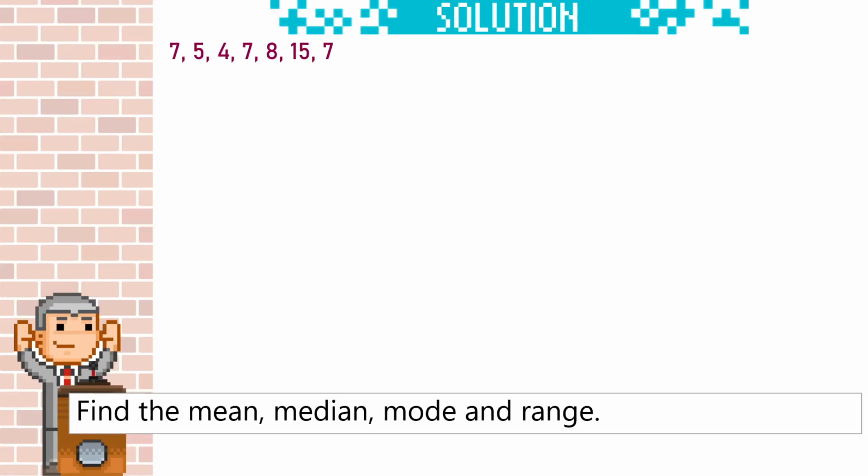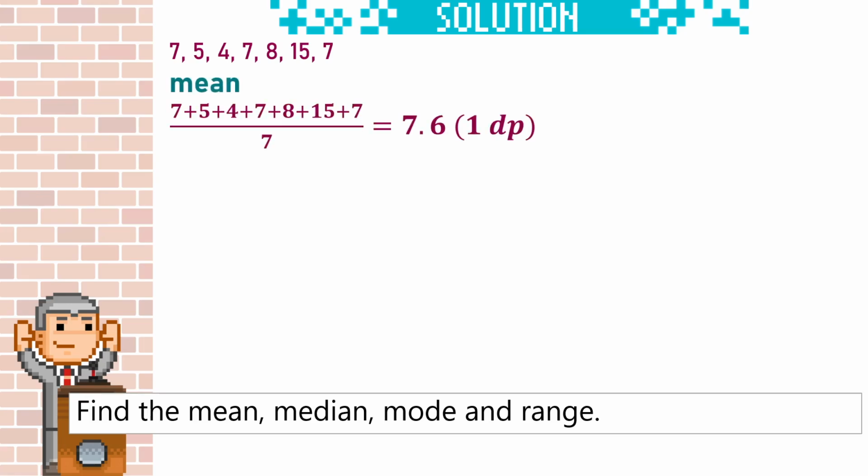Let's go through the mean first. So for the mean, we add up all the numbers and divide them by the amount of numbers. So we're going to add up all these numbers and divide them by 7 because there's 7 numbers. This will give us 7.6 rounded to 1 decimal place.